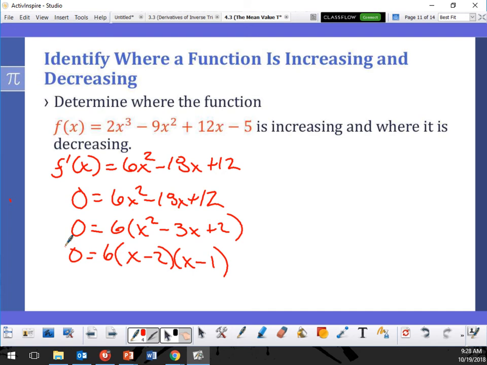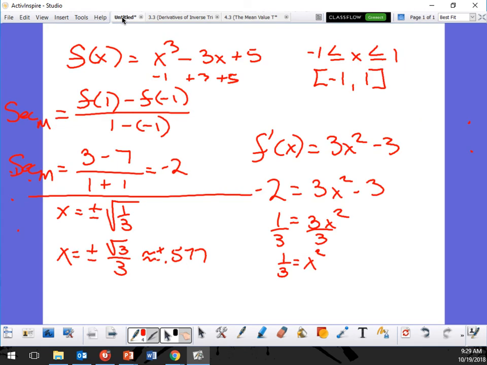All right, so now I have two places where it's going to be equal to 0. That's going to be x is equal to positive 2 and x equals positive 1. So let's take a look at a number line that I'm going to have somewhere in there. Okay, my number line. What was my original function?